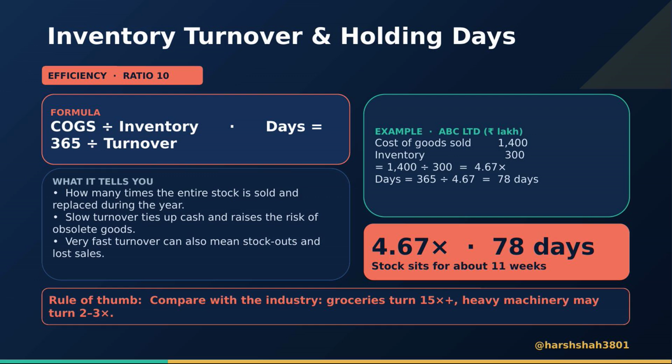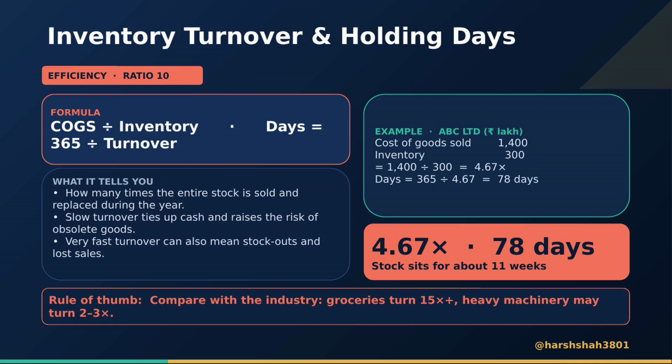For ABC Limited, 1,400 divided by 300 equals 4.67 times. Now let's convert that into days. 365 divided by 4.67 equals 78 days. So what's this telling us? How many times the entire stock is sold and replaced during the year.